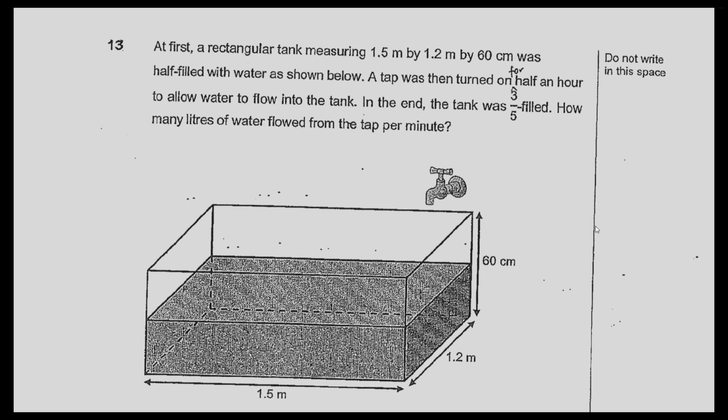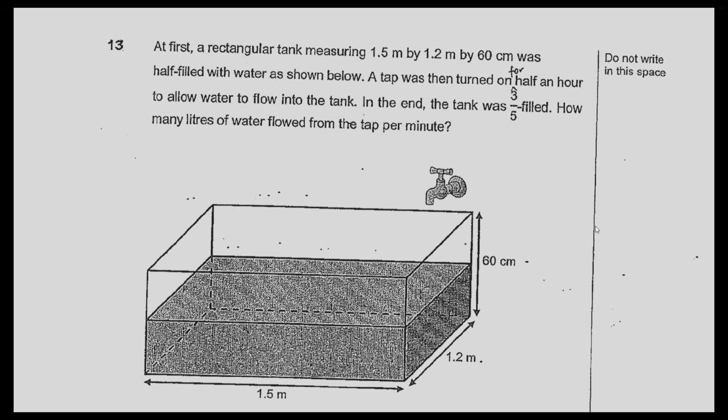Let's look at question 13. At first, a rectangular tank measuring 1.5 meters by 1.2 by 60 cm was half filled with water. A tap was then turned on for half an hour to allow water. In the end, the tank was 3/5 filled. How many liters flow from the tap per minute?